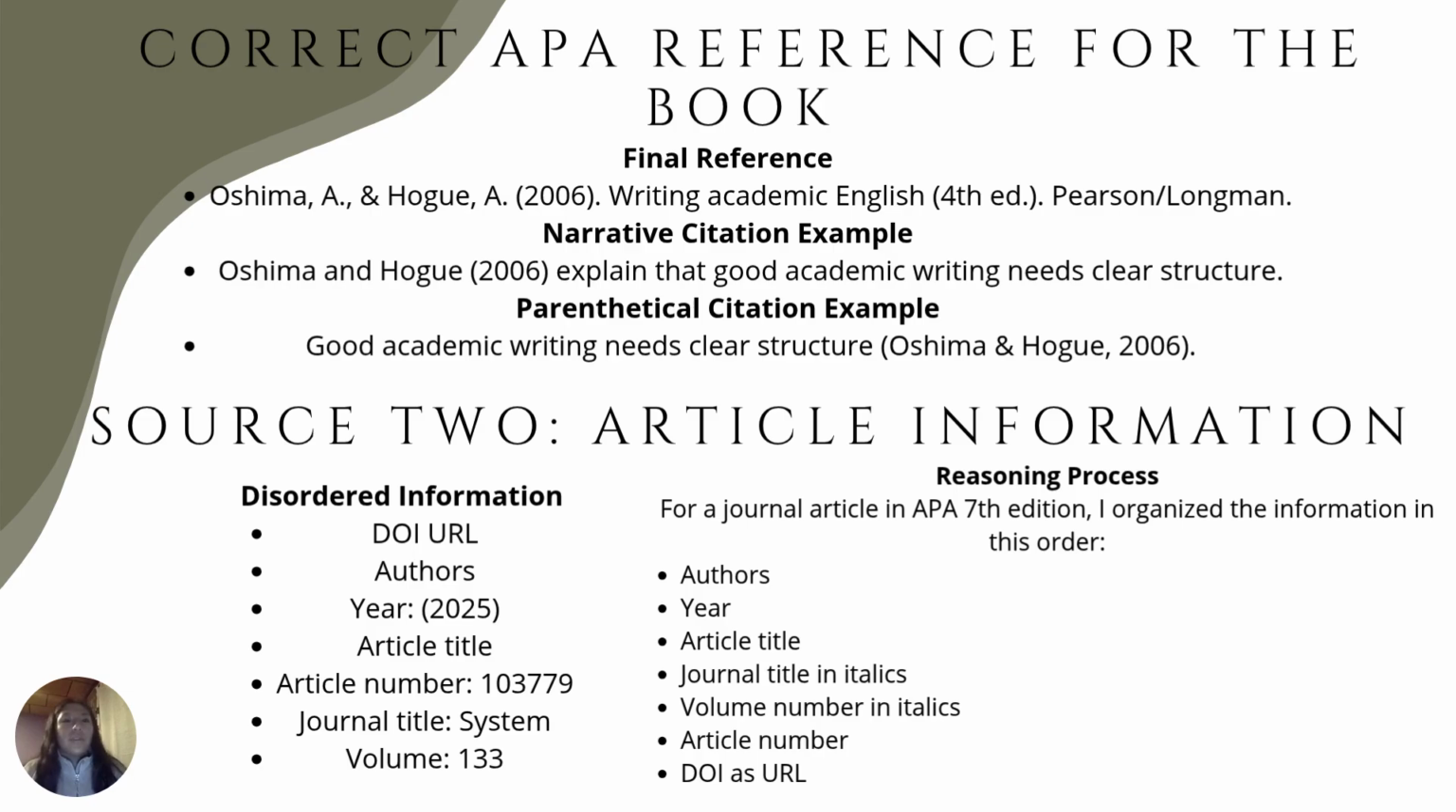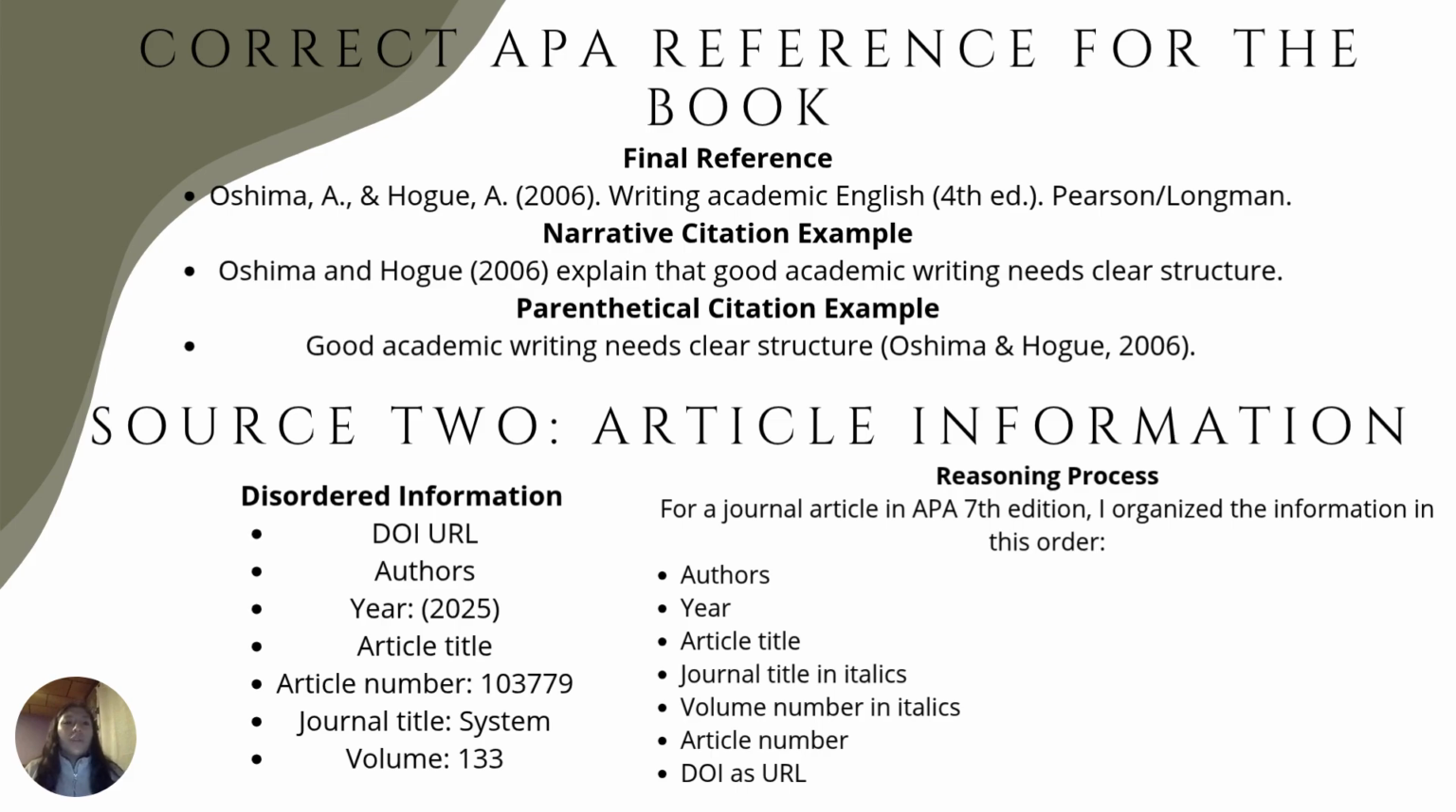First, the final reference. For example, I have one example: Oshima, A., and Hogue, A. (2006). Writing Academic English (4th ed.). Pearson Longman. And I have the narrative citation: Oshima and Hogue (2006) explain that good academic writing needs clear structure. And the final, the parenthetical citation example: good academic writing needs clear structure (Oshima and Hogue, 2006).